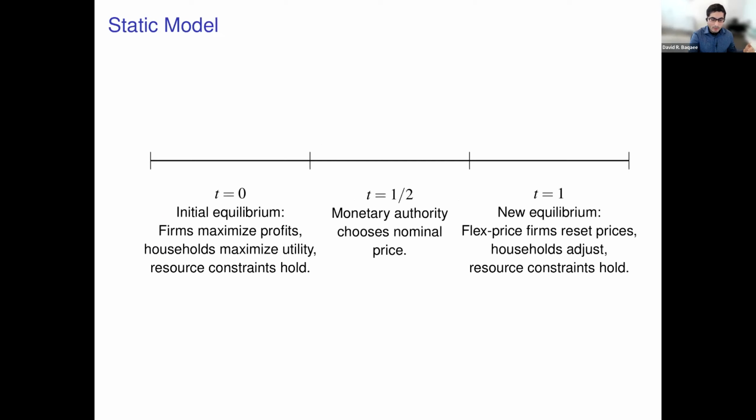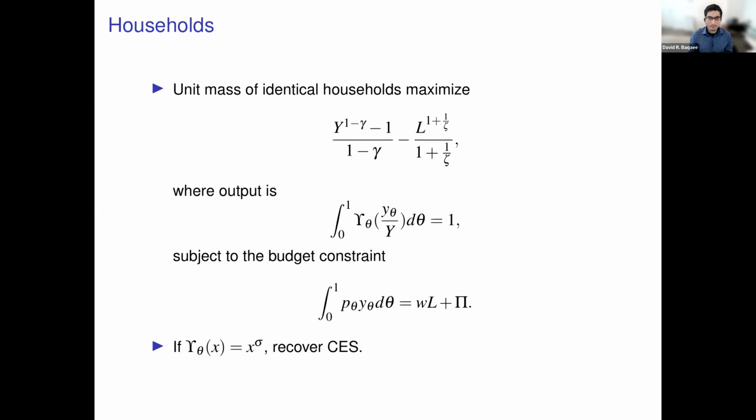So the way the equilibrium is going to work is that in the initial equilibrium, firms are in the steady state with no shocks. They're at the flex price equilibrium. Then a monetary authority introduces a nominal shock. And then you have adjustment where some fraction of firms can adjust, some fraction cannot, and then you establish a new equilibrium.